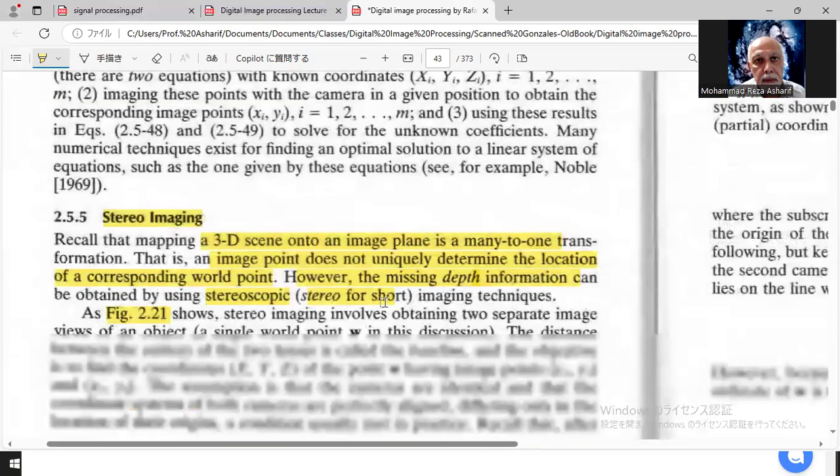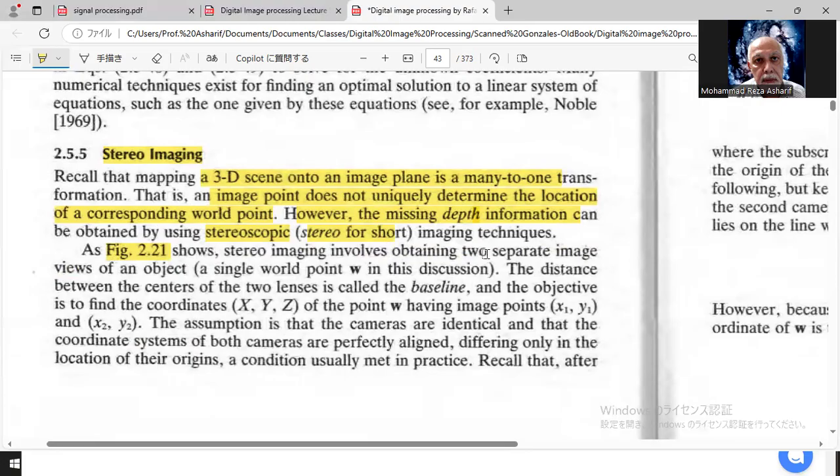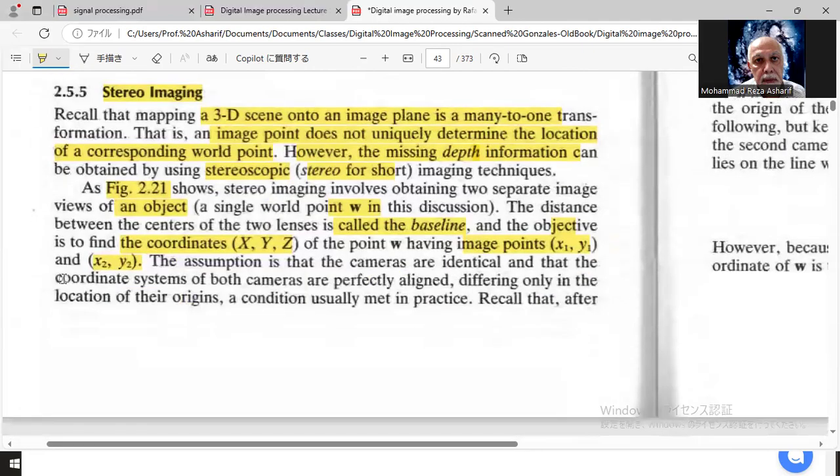Let's start here. This figure shows that stereo imaging involves obtaining separate image views of an object, a single point W, with the distance between the centers of the two lenses being the baseline B. The objective is to find the coordinates x, y, z. The important one is the missing depth, which is z. We have two images, one x1, y1 and another x2, y2, with two cameras. They are aligned, of course, differing only in the location of their origins.